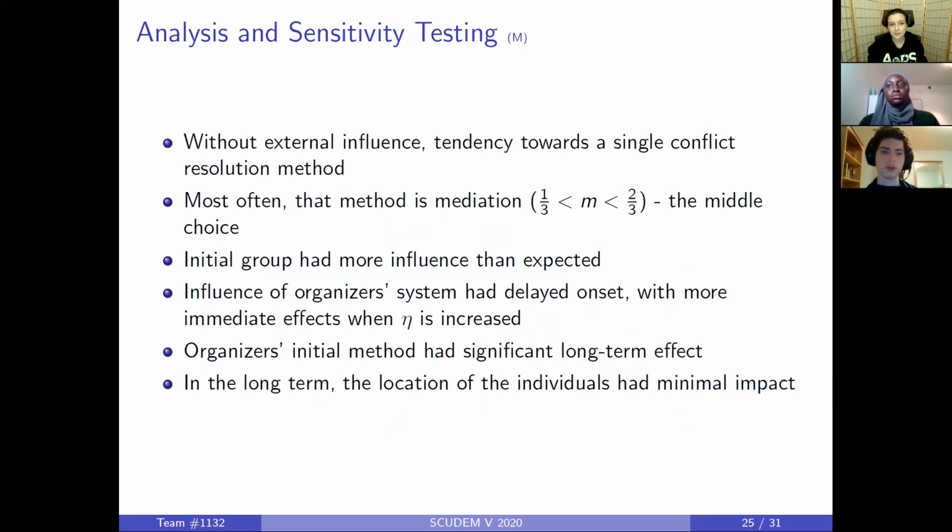Conclusions that we can draw from some of these tests were that without external influence, there was a strong tendency towards a single conflict resolution method, whichever one of the three it was, but most commonly towards mediation, which was the one in the middle. We found that the initial group had more influence than we expected, and that the influence of the organizer's system had delayed onset, which was more immediate when it had a greater effect. We also found that that initial setup did have long-term consequences, which was interesting. And we also noticed that the locations which we assigned to the individuals didn't seem to have as big of an effect.